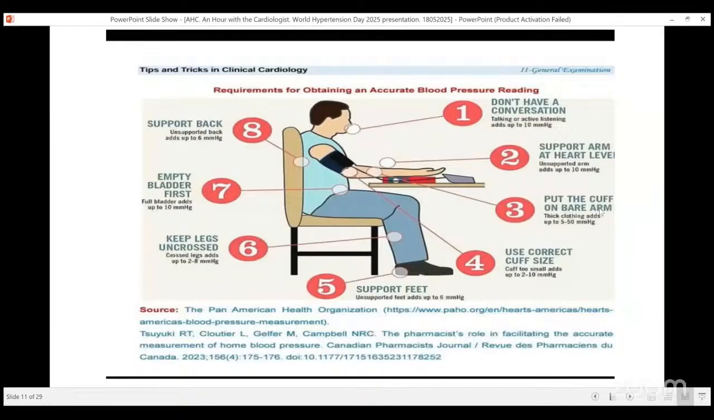Number three, put the cuff on a bare arm. Not over your cloth. Put it on your bare arm and let it be well fixed. If you wear thick clothing, it can exaggerate your blood pressure by 5 to 50 millimeter mercury. And sometimes we've had that in clinic.